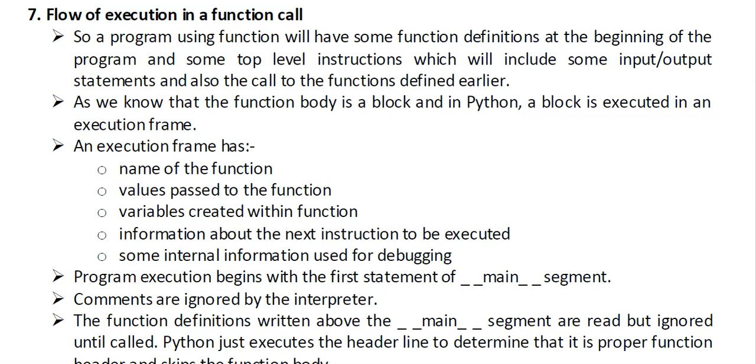So we know that the function body is a block, and a block is executed in an execution frame. This is a new thing for you, execution frame. Execution frame means a separate memory location for executing a particular block. If you are working in the top level statements, then you will have a separate memory in RAM. When you call a function, you jump to a separate memory location in RAM. This is called an execution frame, a separate frame for execution.